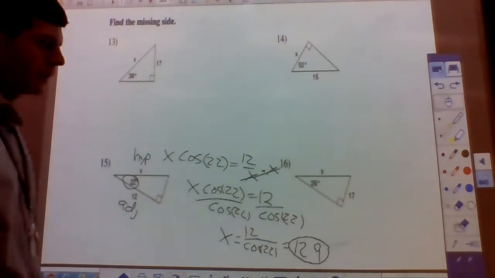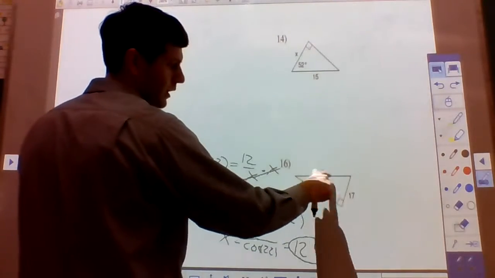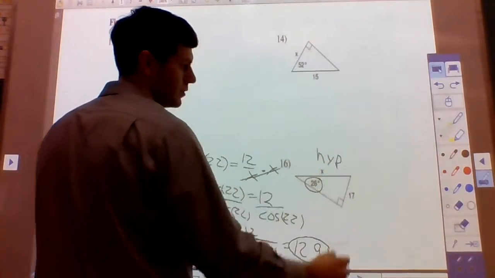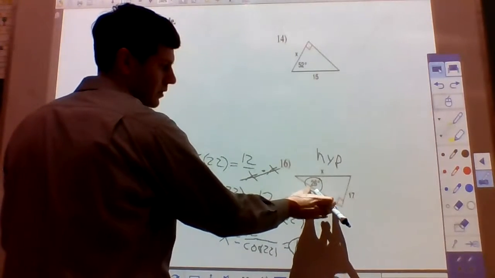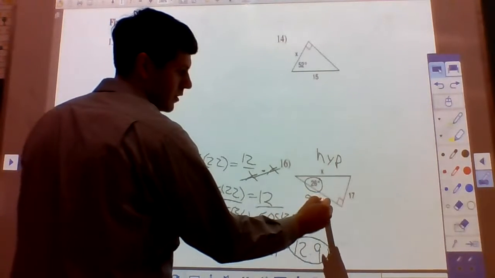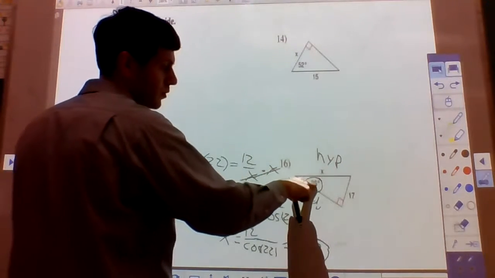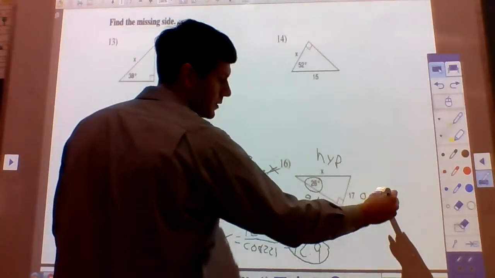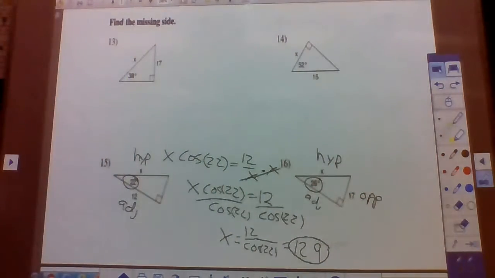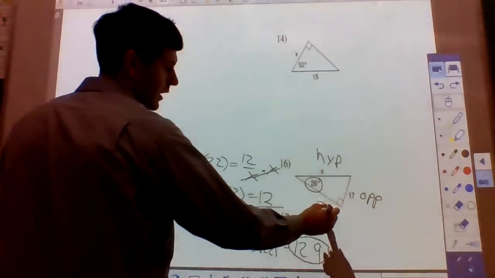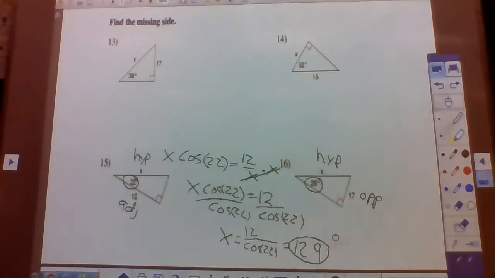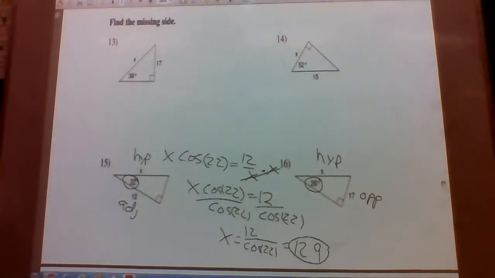All right, next one, we're looking at 26. The angle is 26, so across from the right angle is the hypotenuse. So x is our hypotenuse. Right next to the angle in question, the leg that's next to the angle is the adjacent side. And then across from 26 is our opposite side. We don't have any information on the adjacent side, we only have information on the opposite and the hypotenuse. So the function that deals with opposite and hypotenuse is going to be sine.